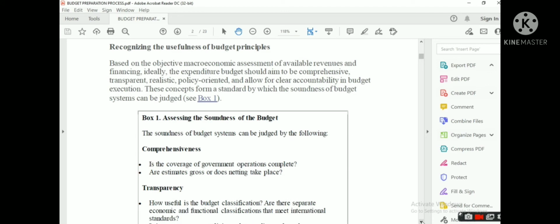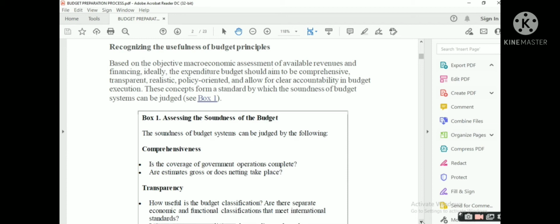and transition economies. To understand the budget preparation process in a given country, it is important to assess the basic soundness by judging the budget preparation system against certain internationally accepted standards or budget principles, know where to find the rules governing the budget preparation process, and from those rules, identify who has the responsibility for what elements of the budget preparation process. Recognizing the usefulness of budget principles based on the objective macroeconomic assessment of available revenues and financing, ideally, the expenditure budget should aim to be comprehensive, transparent, realistic, policy-oriented, and allow for clear accountability in budget execution. These concepts form a standard by which the soundness of budget systems can be judged, see Box 1.